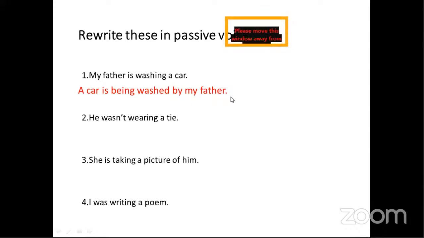Right. It's the same with the negative and even with the question form. Now you can try them. Okay, right. I will give you some minutes. You can try them.